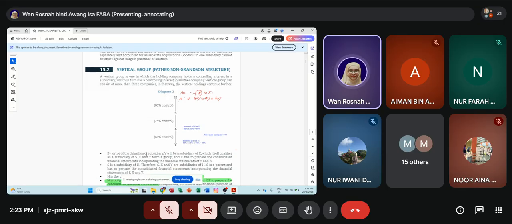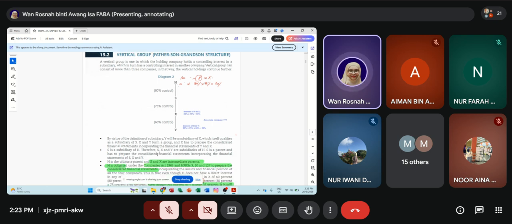By virtue of this definition of subsidiary, we have basically two reasons. Reason one: when H acquires investment in S, and S acquires investment in X. So when you calculate the interest of H in X, as stated here in the notes again, how much interest in X?